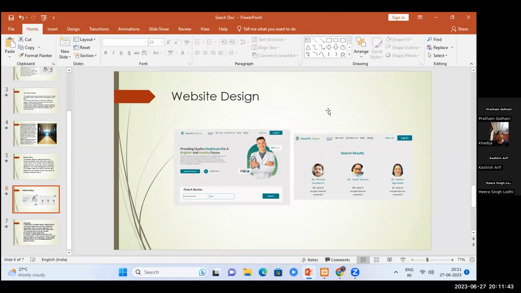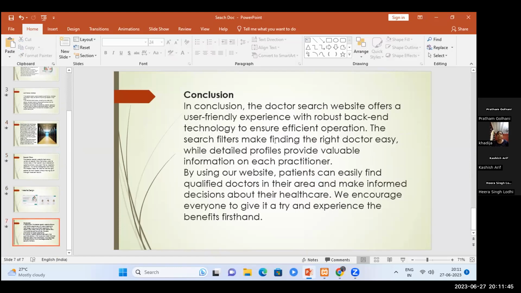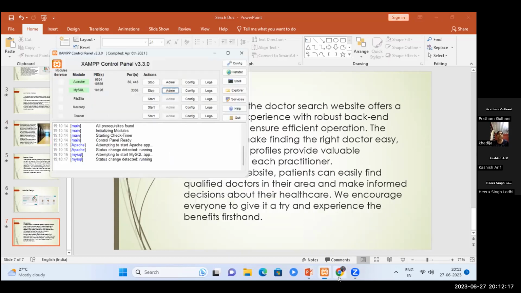The design layout for the website, and at the end, the conclusion: the doctor website is a user-friendly website. It can easily allow the user to search using just a search button, and all the fetched results will be displayed on another web page. If the doctor or the area is not present in the database, it will show a message, something like, you need to try again, no search result found. And this is the database.